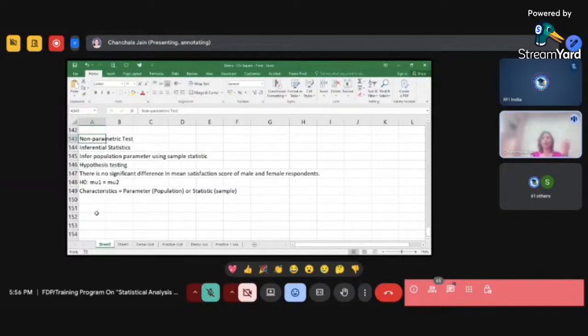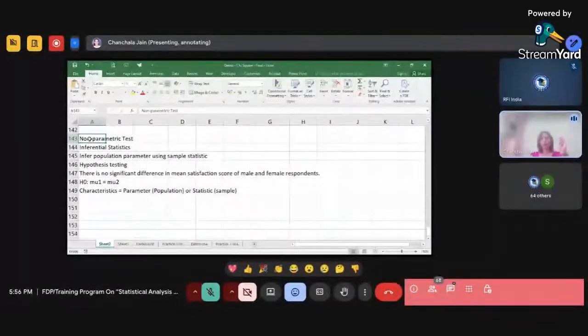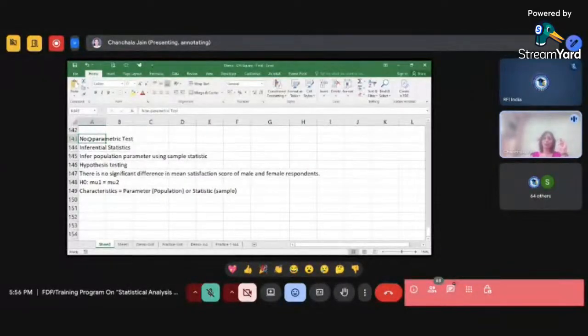Or when we are having categorical data, we can go for the non-parametric test. So these are the conditions on the basis of which we decide whether we will go for the parametric test or non-parametric test. Condition number 1, when your data is not following the assumptions of parametric test, you can go for the non-parametric test. Second condition is when your data is categorical in nature, in that case, you can go for the non-parametric test. I hope the conditions are clear.